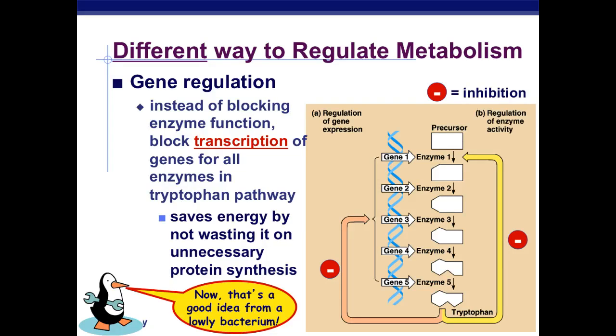This is a good example of a negative feedback loop. In the presence of tryptophan, the transcription of genes 1, 2, 3, 4, and 5 is turned off, and the genes are not expressed to produce those enzymes. So the increase of tryptophan will decrease the transcription of genes 1, 2, 3, 4, and 5 to produce more enzymes of tryptophan.